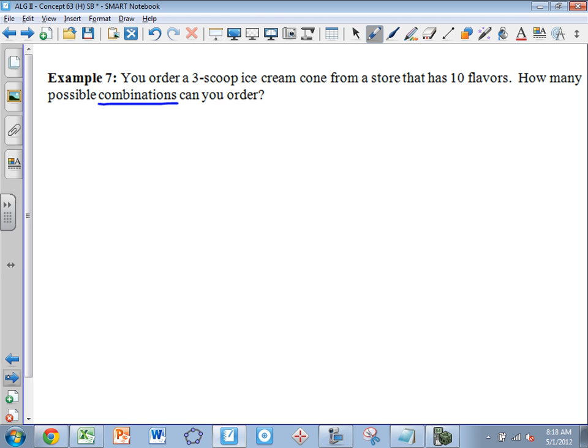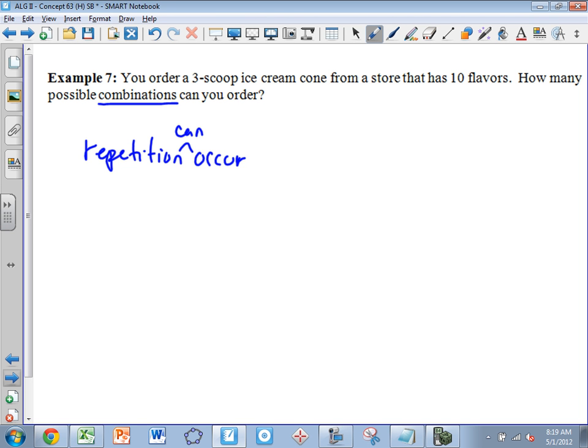So we got combination. Can you repeat a flavor of ice cream when you get it at the store? Yes, sure you could. You get the same flavor 2 times. Okay? So repetition is available. Repetition can occur.